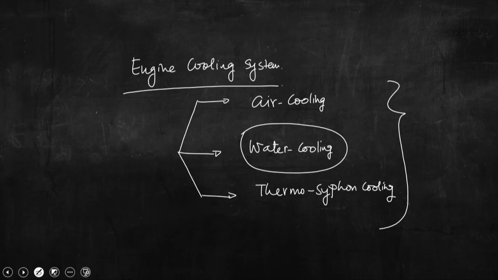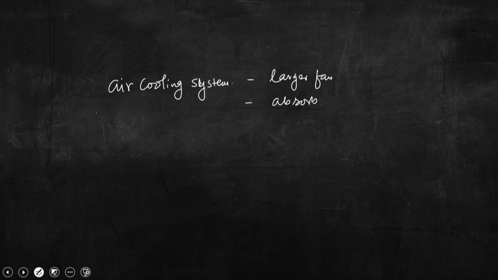So, briefly let us discuss a few issues. Even for the air cooling system or the water cooling system, there are some advantages and disadvantages. So, let us briefly write about all this. Air cooling system: we need a larger fan. So, a larger fan will absorb large power.